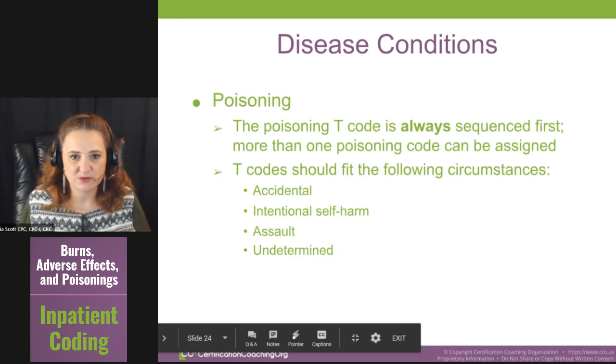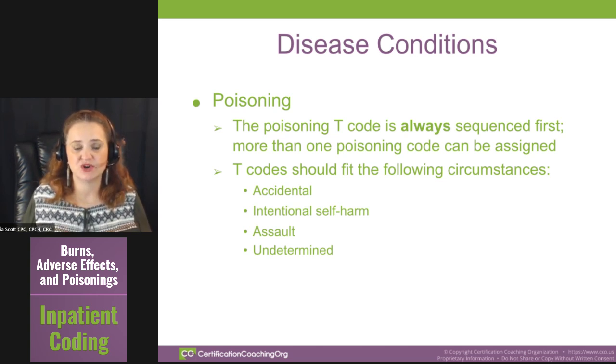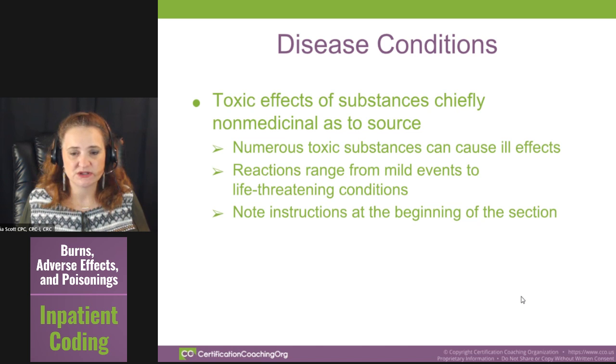We always sequence first the poisoning T code, and they follow with accidental, self-harm, intentional self-harm, assault, and undetermined. We talked about that. Toxic effects of substances that are non-medicinal as the source. So there are all kinds of substances that can give you a toxic reaction. They could be mild to life-threatening, which I already told you about with St. John's wort. Everybody thinks it's natural and it's okay, and it has to do with your mood. That's what it's prescribed for.